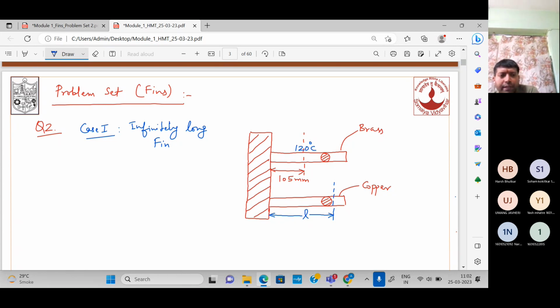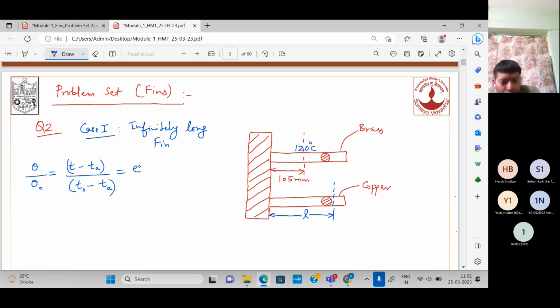Case 1 means fin is having infinite length and temperature at the tip of the fin equal to the temperature of the surrounding fluid. So this we have assumed. For case 1, what is the expression for temperature distribution? We will write that expression. Theta by theta naught is equal to e to the power minus mx, where theta is T minus Ta and theta naught is T naught minus Ta.